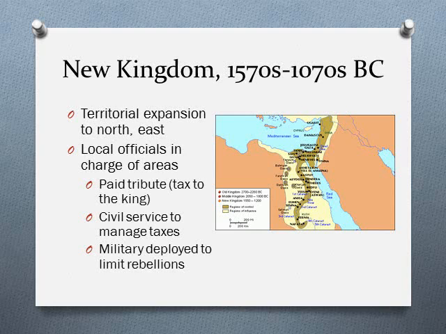Finally, we'll talk about the New Kingdom of Egypt. The New Kingdom underwent a great deal of territorial expansion, both in the north and to the east and west, up the Nile and along the Mediterranean seacoast. In these areas, they put local officials in charge, and those local officials were responsible for paying tribute or a tax to the king. There was a civil service organization to help manage the collection of taxes, and the Egyptian military was deployed around the region so that there wouldn't be constant rebellions from people who were now living under Egyptian control.